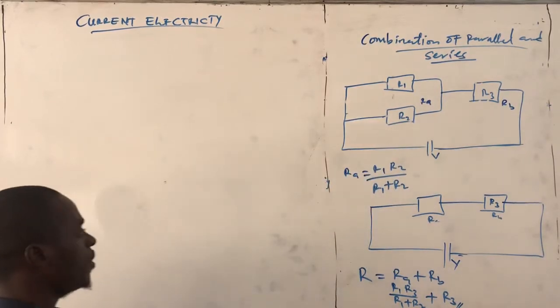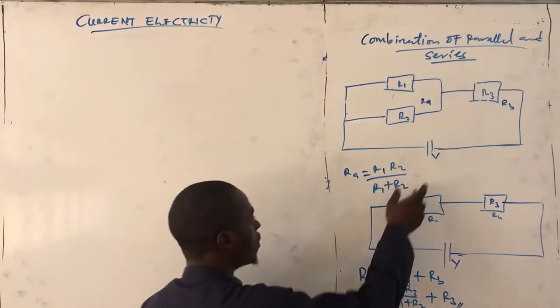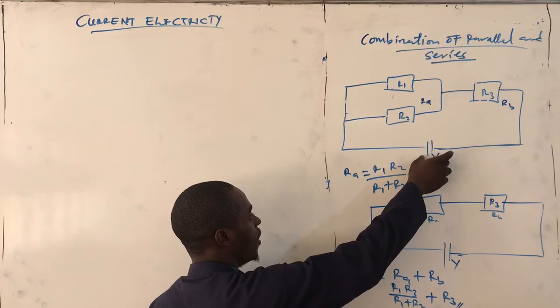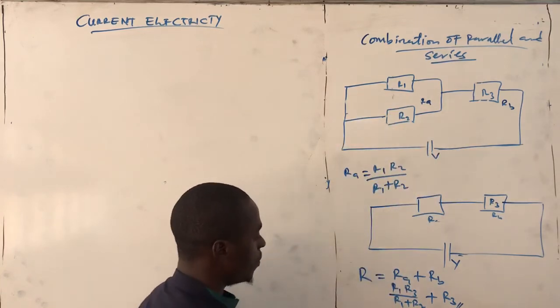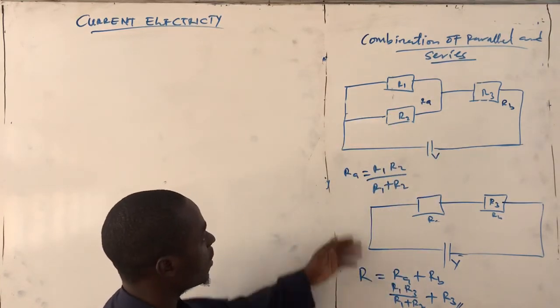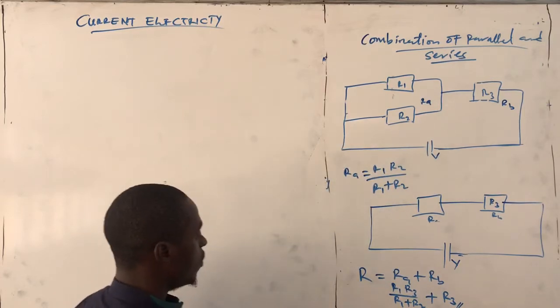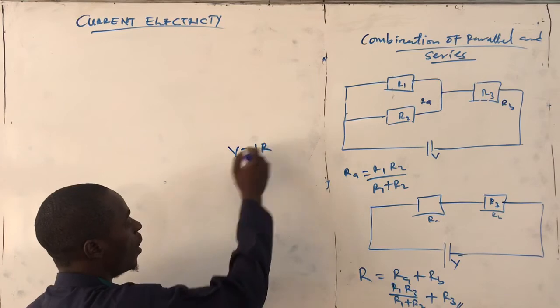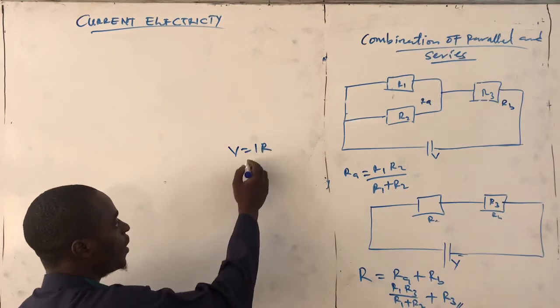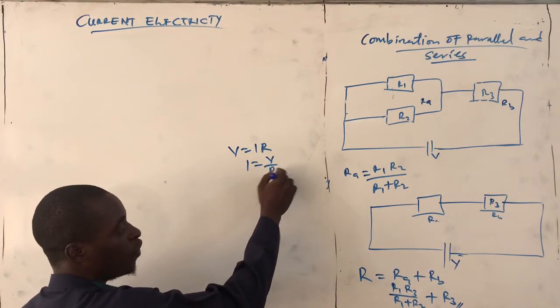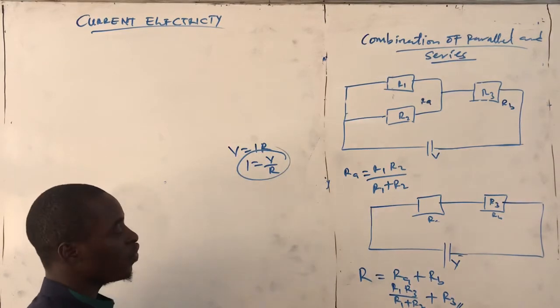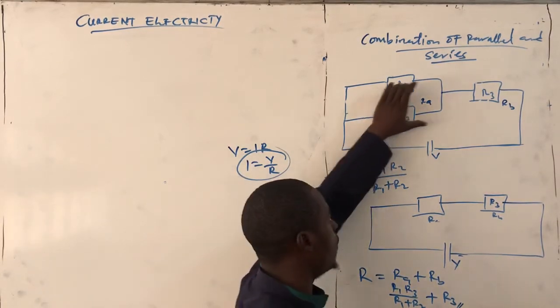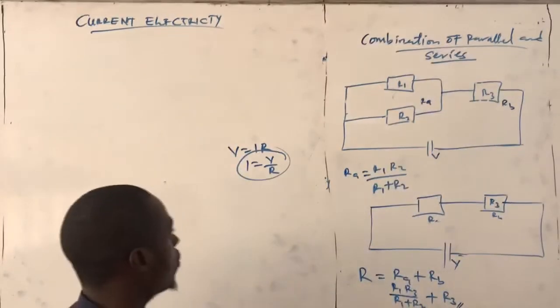The first thing we need to know is, since we know the voltage across all of them, then we know the equivalent resistance of the whole circuit. Then we apply Ohm's law, which says V is equal to IR. We first find the current, which will be V over R, the current passing through them. Then we go and find it for each section.